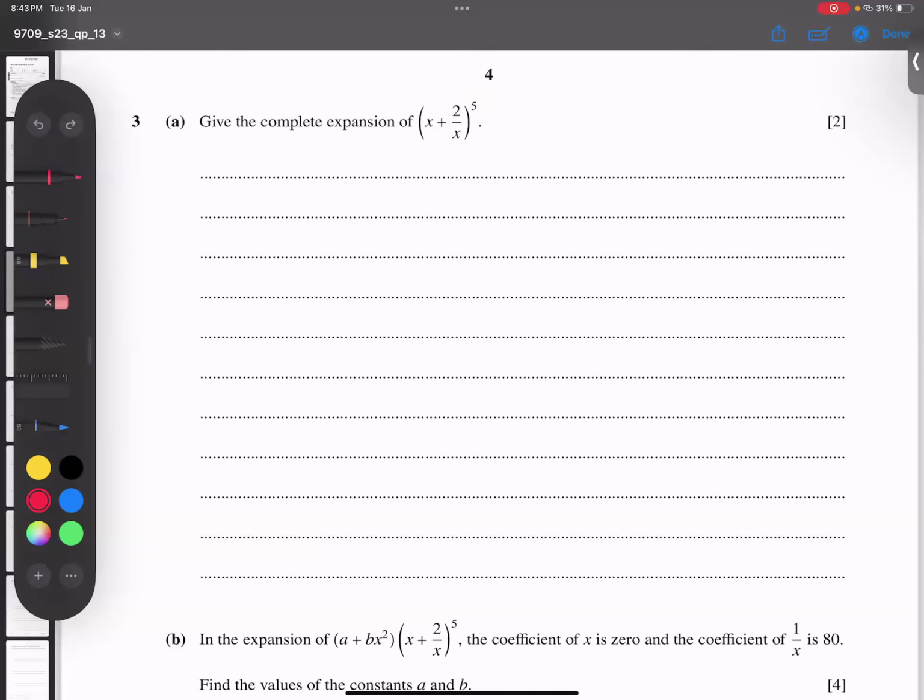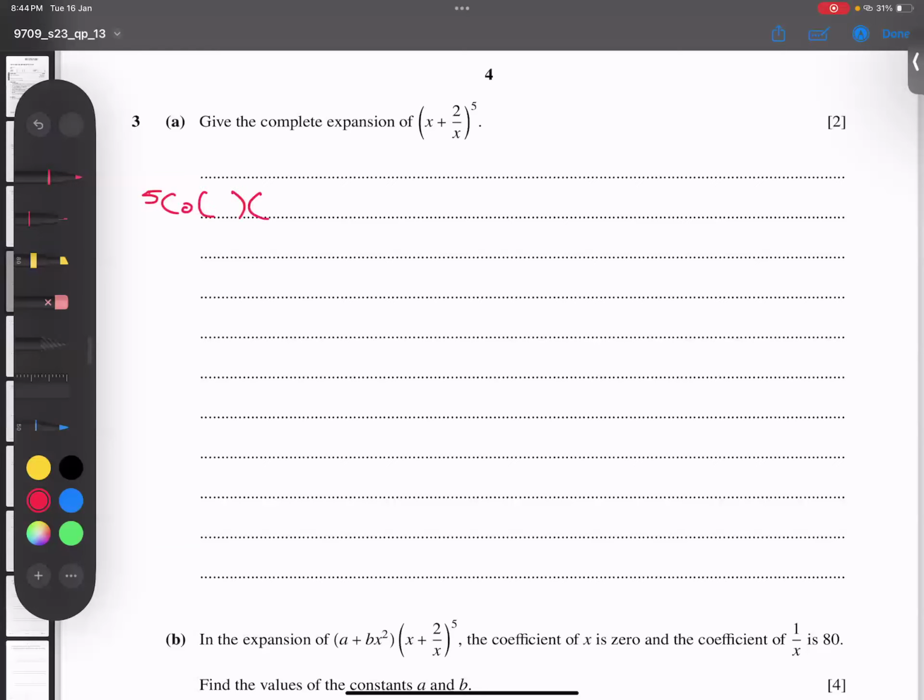And the basic criteria: if the power is 3, then we have 4 terms. If the power is 4, we have 5 terms. If the power is 5, we have 6 terms. The number of terms is always one more than the power. So let me have a look now.